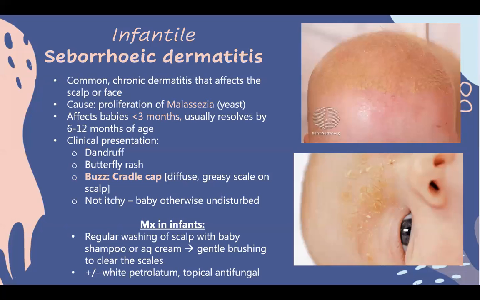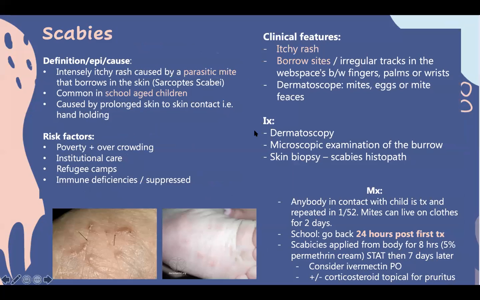Infantile seborrheic dermatitis is essentially caused by a yeast that overgrows on the skin and produces these fatty acids that then cause inflammation. And the buzzword there is cradle cap, and you basically just have to do regular washes. They'll maybe give you a photo like this, and that's all you have to remember.